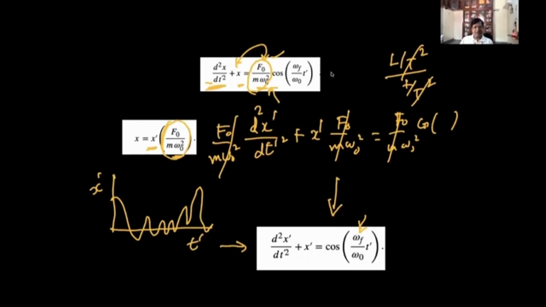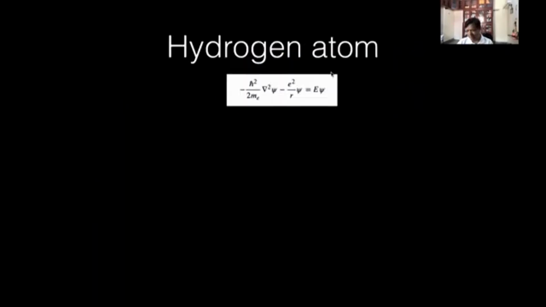For time, say I want it in seconds. So I multiply t prime by the factor involving omega naught, and then I get the time in seconds. So you can go back and forth from non-dimensional to dimensional, and from dimensional to non-dimensional as well. These are the transformations to go back and forth. So let's look at the next example, the hydrogen atom. That was classical. Now let's work on a quantum system.